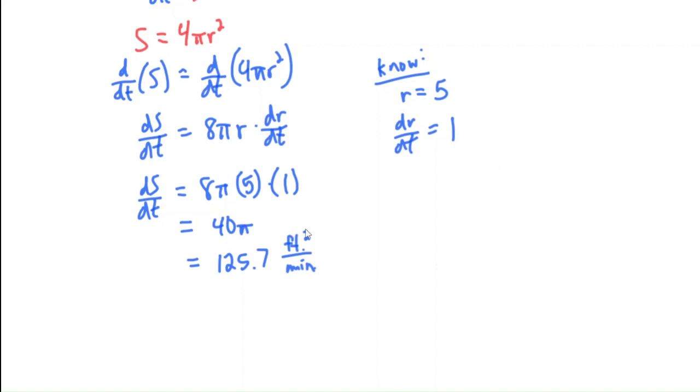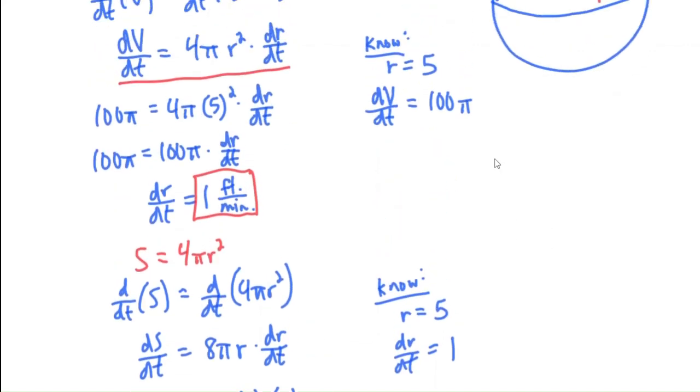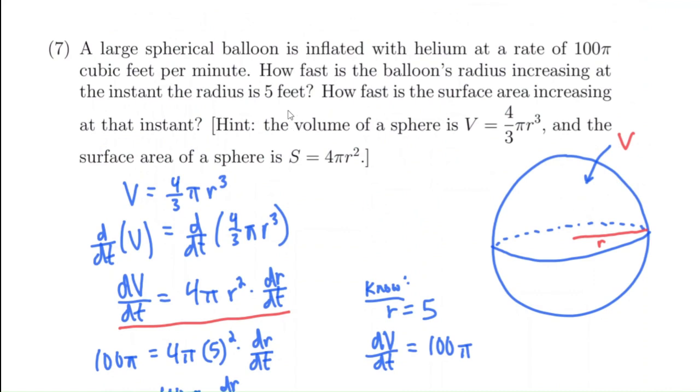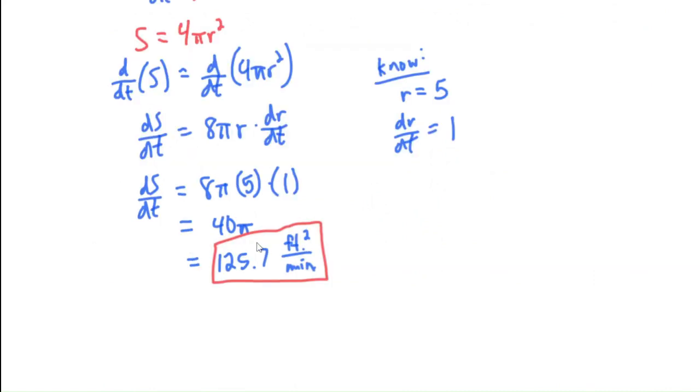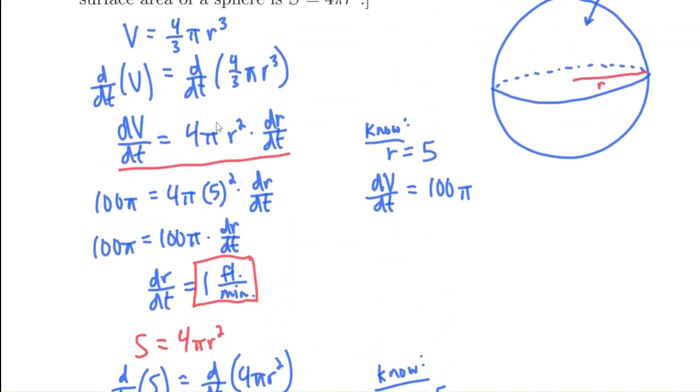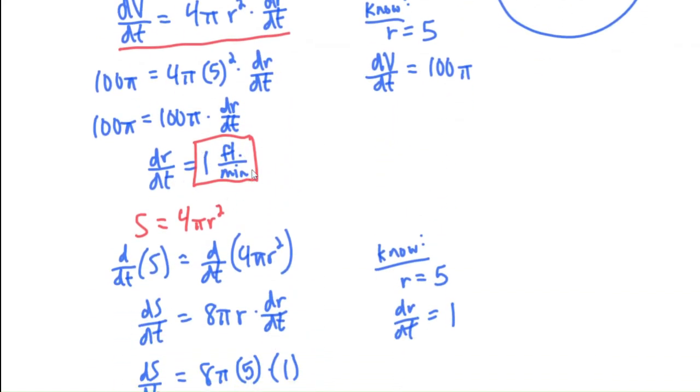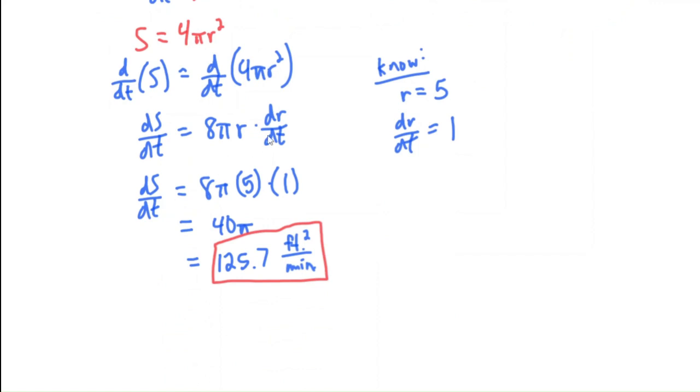We're using minutes and feet. So this is how fast the surface area is increasing at the instant that the radius is 5 feet. And again, what's a little bit unique about this problem is that we actually used our solution to the first part, where we found dr/dt, and that helped us in the second part of the problem when we were trying to find dS/dt, because we needed to know dr/dt at that instant that r is 5.